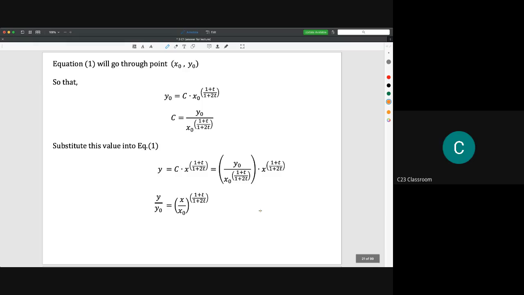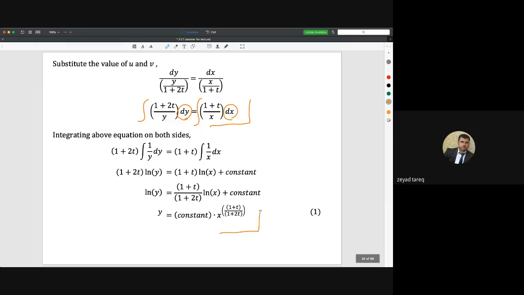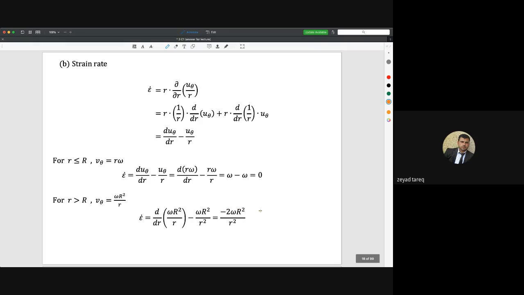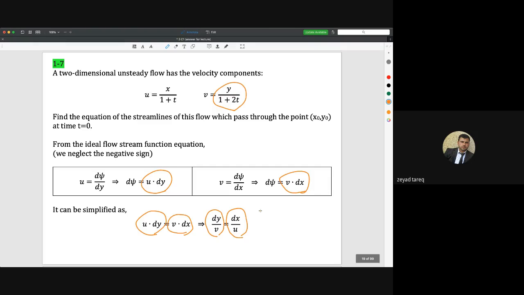Excuse me, yes. Why do we merge the two equations together? Can you please go back to the previous page? Yeah, the last line. Why do we merge the two equations together? It can be simplified this way, but why? Okay, you must know that.